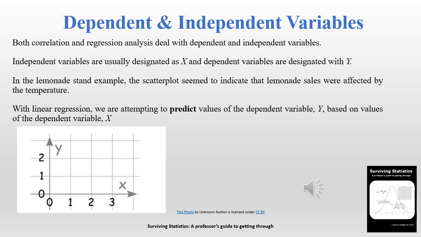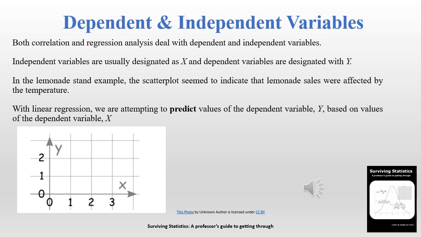When we're dealing with both correlation and regression, we're going to be dealing with two different kinds of variables, dependent and independent variables. Dependent variables, as the term implies, depend on something else, or at least that's what we're trying to determine. The independent variable helps us determine how much of the dependent variable we're going to have. So we designate the independent variables with X and the dependent variables with Y. On the sample scale you can see here, the lemonade sales, how much lemonade we sold, is designated with Y, and the temperature is designated with X.